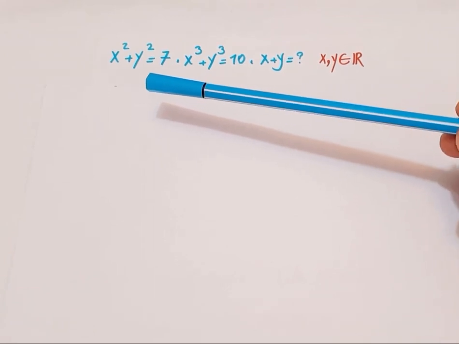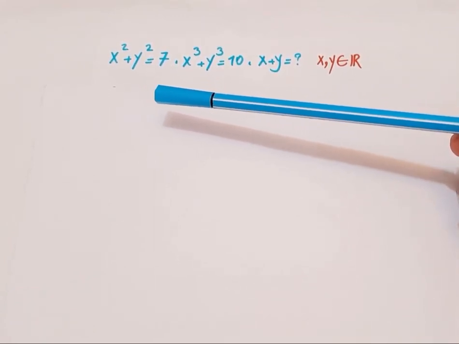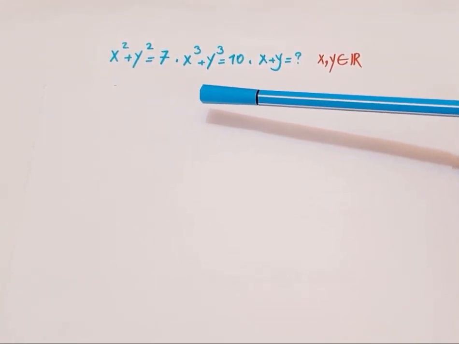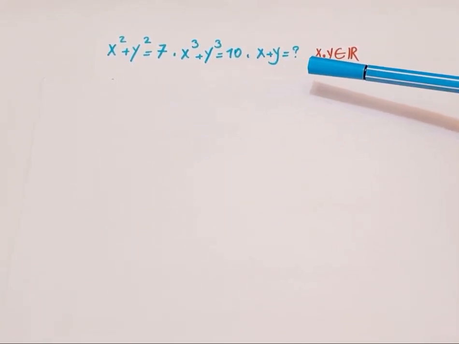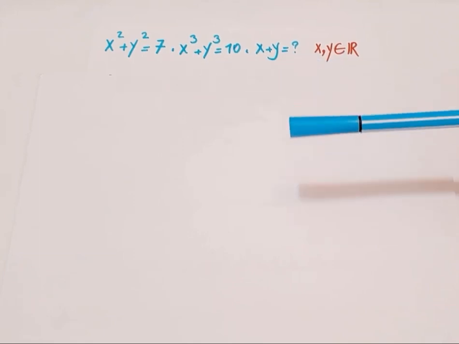Let's solve it. If we have x squared plus y squared is equal to 7 and x to the 3 power plus y to the 3 power is equal to 10, we want to find x plus y, and we know that x and y are real numbers.